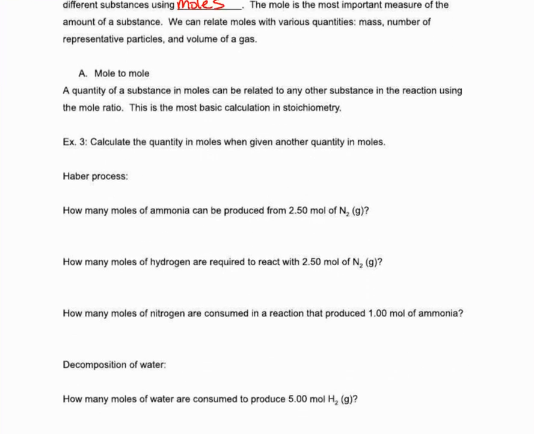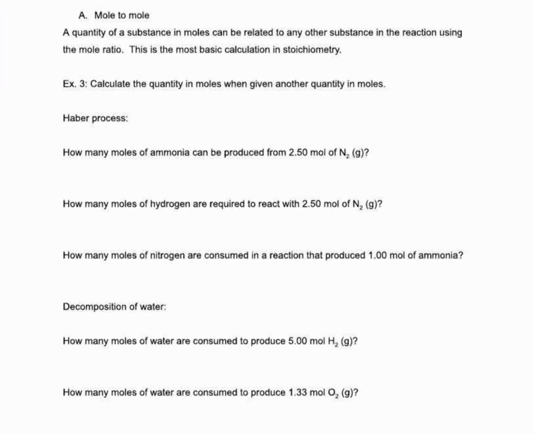The first type is what I call mole-to-mole calculations. These are the most basic stoichiometry calculations. So let's start with the Haber process. We've already balanced the equation, so we'll just go ahead and write it down. It's good to have it written on the same page just for reference. I don't really like flipping from page 4 to page 2 or whatever the case is. I like to be able to see it on the same page, just a personal preference.